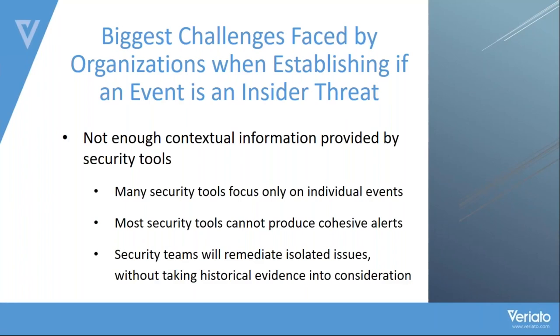So when we talk about contextual information, a lot of the tools focus only on individual events. They're not aggregating those events and putting those things together like they should be. Most security tools cannot produce cohesive alerts, as I mentioned. What is it that I should be looking for? See, it's easy to see a package coming through with malware attached to it. But how easy is it for a tool to detect that Derek usually works from 9 to 5, but he's here Saturday at 3 o'clock in the morning? Why is Derek there? How can a tool easily do that without looking at behavioral analytics? A SIEM is not going to do that. A firewall is not going to do that. Security teams are going to remediate isolated issues without taking historical evidence into consideration.